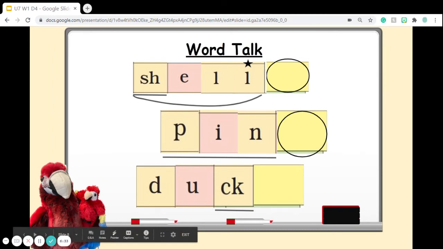Okay, now, what about our base word and suffix? Do we need a mark? Yes, we do. But just like our first one here, we need to scoop instead of underline because we already use an underline here for our digraph. So now we're going to scoop our base word. Here we go. Scoop the base word duck and circle our suffix s.